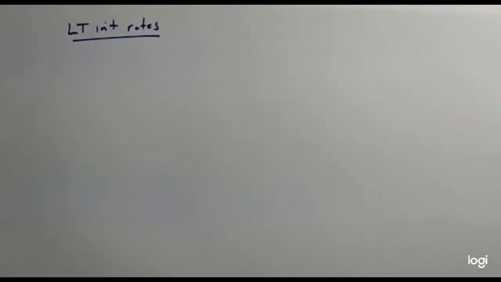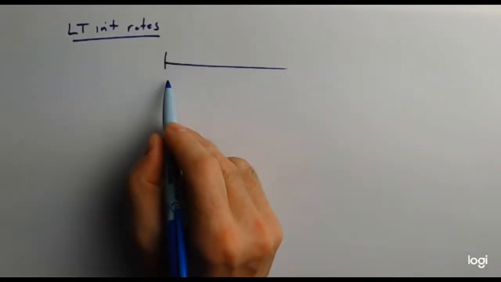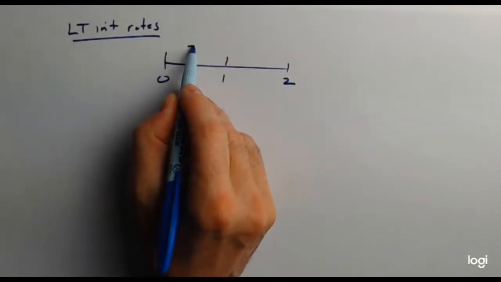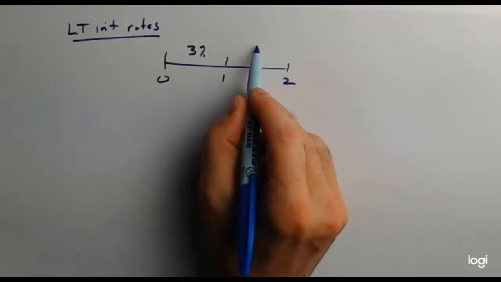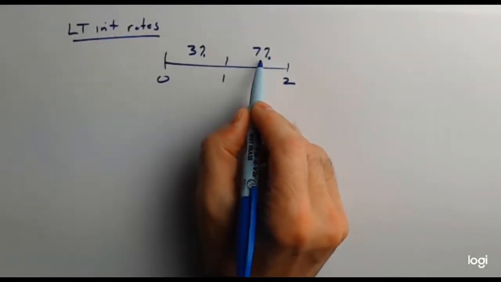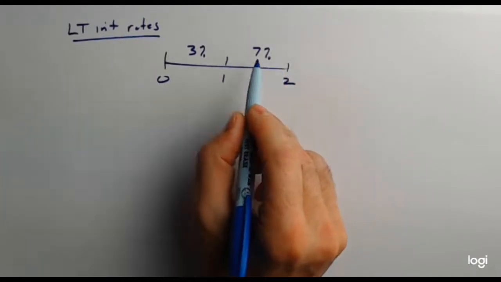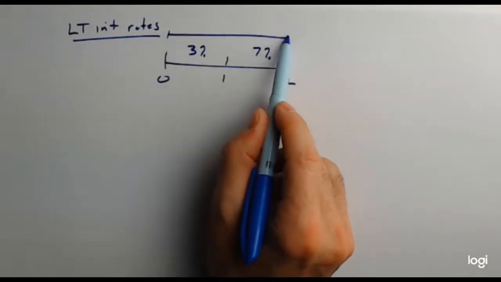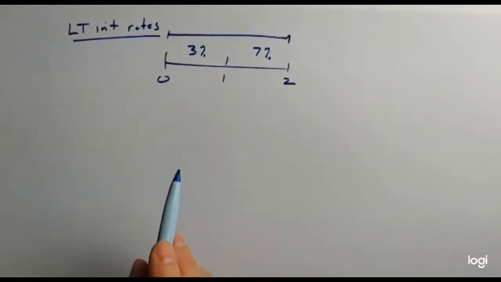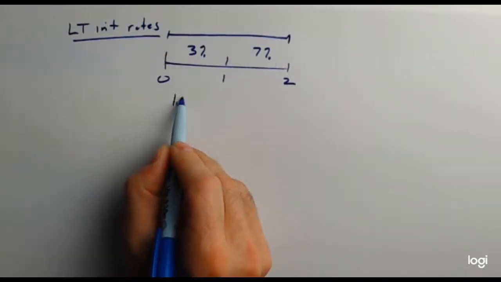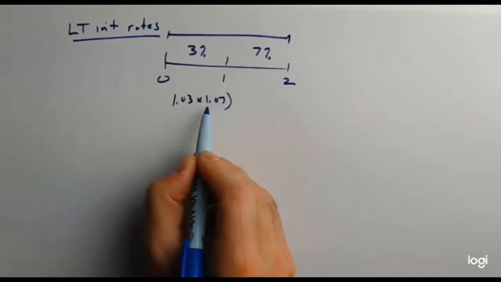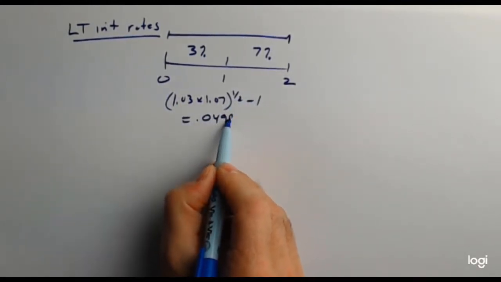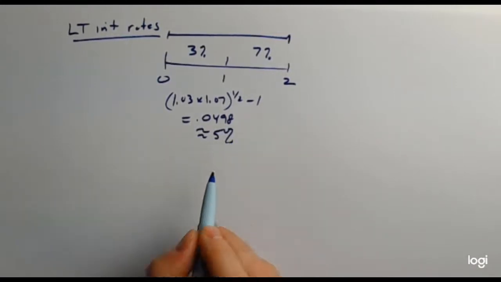And here's what I mean by that. Let me just give you a timeline and give you an exaggerated example. Let's say that the interest rate for 1 year is 3%. And the interest rate for the second year, from year 1 to year 2, is 7%. So 3%, 7%. If you bought a 2-year security, the average yield for that would be, and you can do the math, 1.03 times 1.07 to the 1/2 power minus 1. That equals 0.498, or about 5%.